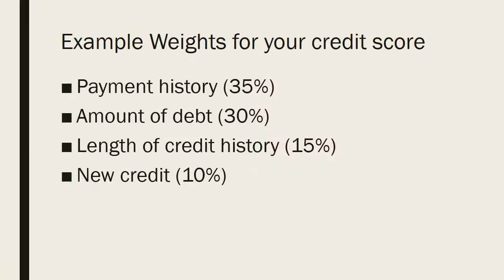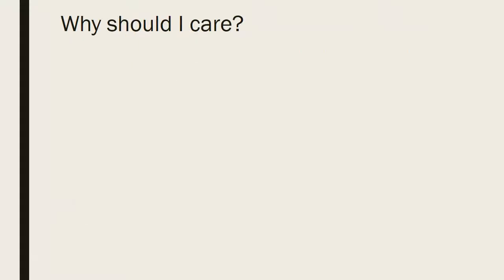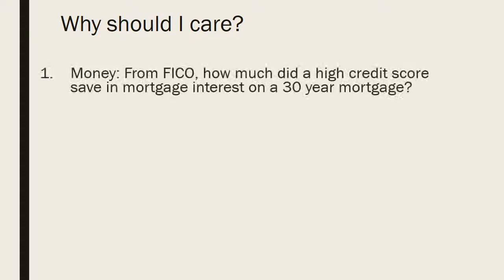And finally, bringing up the rear of new credit and credit mix as the least important categories. Now, why should you care? There are a couple examples in the articles below. But for one, if, say, you had a high credit score versus a low credit score, you would save on average around $90,000 over the course of a 30-year mortgage.